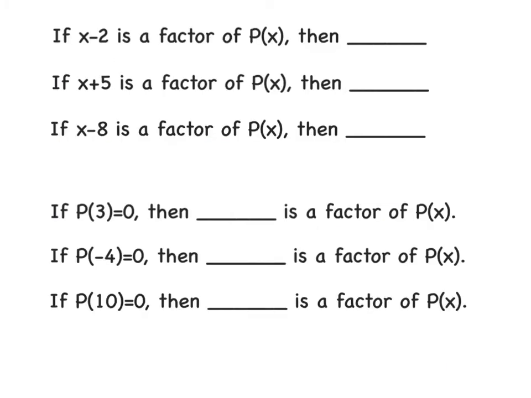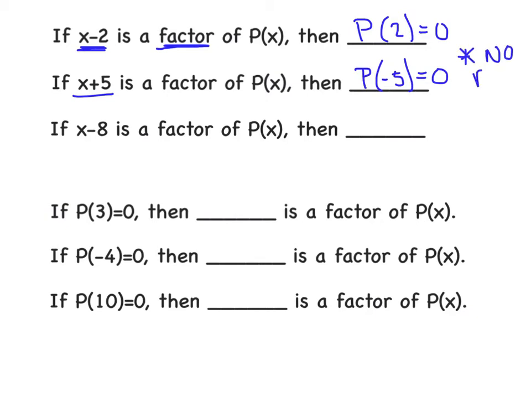Okay, the real big special thing here is we're going to review the connection between what a factor is and its connection to a 0 or an x-intercept. If we said that x minus 2 is a factor of some polynomial p of x, then what we know for sure is that p of positive 2 has to equal 0. Okay? In other words, x equals 2 is an x-intercept. If x plus 5 was a factor, then I know p of negative 5 has to equal 0. In other words, there's no remainder. Okay? Let's put that in our notebook. There's no remainder.